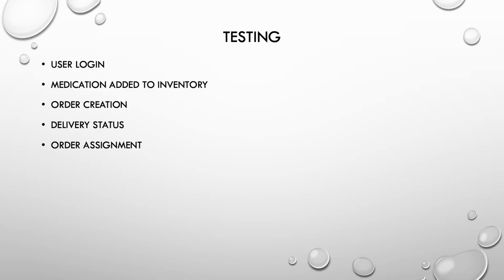And another thing we are going to test is delivery status. We want to make sure that the system is able to accurately keep track of the delivery status of an order. And then we have order assignment. This is us taking an order ID and assigning it to a driver. We want to make sure that this link is proper and accurate.